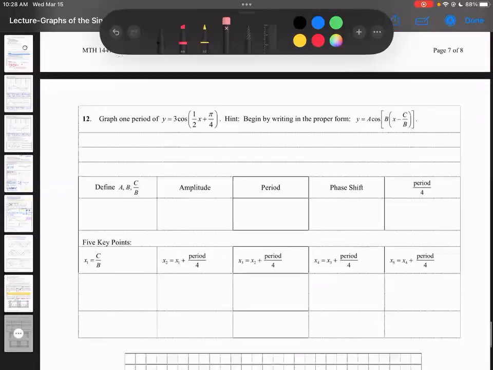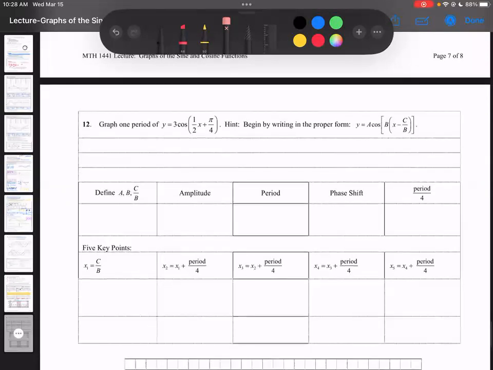Let's do one more so that you have a record. Graph one period of y equals 3 cosine of 1/2 x plus pi over 4. Now, like I said, before we do anything, we need to convert it into the form, right? Meaning you have to factor out the b.